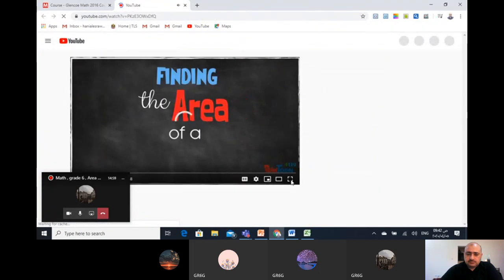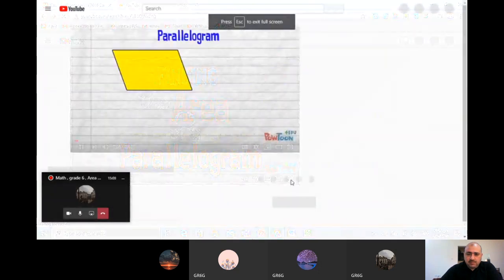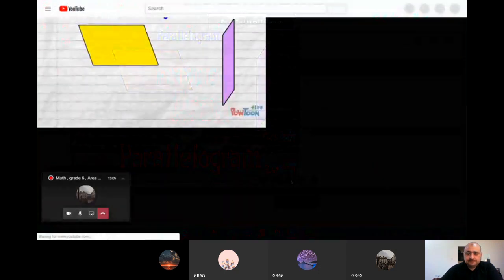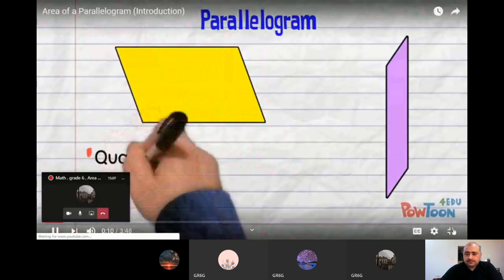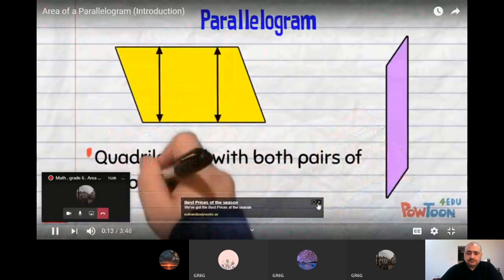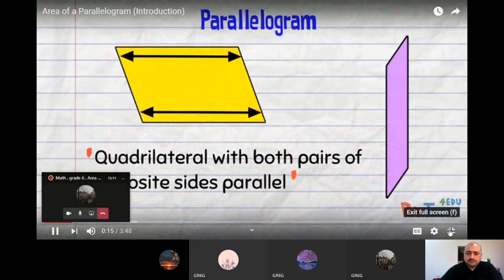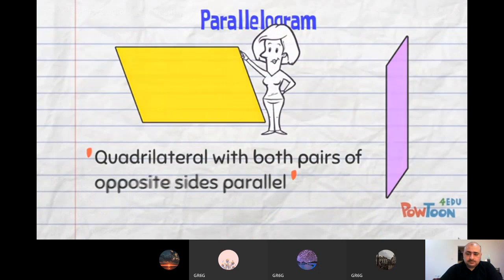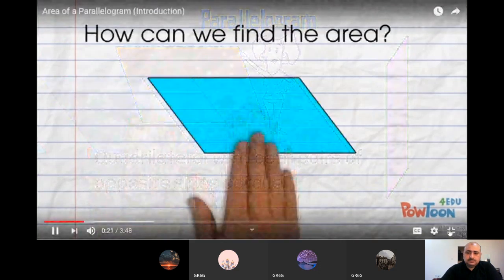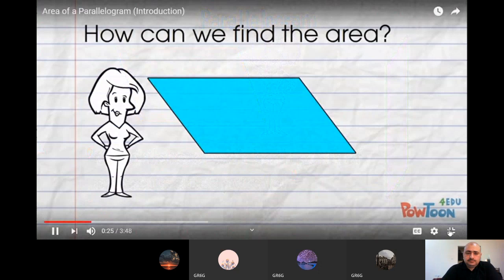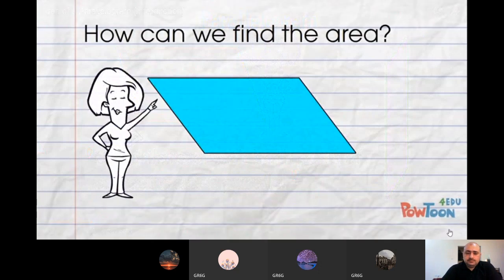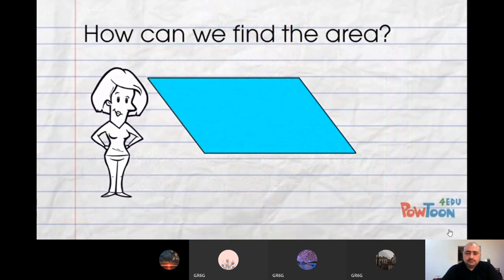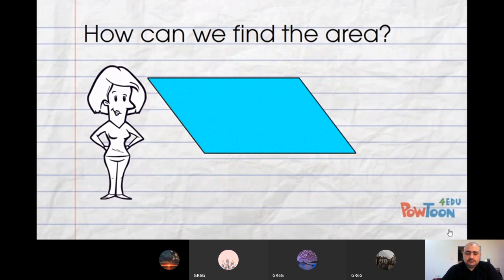Finding the area of a parallelogram. This is a parallelogram, so is this. A parallelogram is a quadrilateral with both pairs of opposite sides parallel. It looks a bit like a rectangle that's being nudged over. How can we find the area of a parallelogram? Well, don't be put off by the sloping sides, because here's a way of thinking that's going to help you.